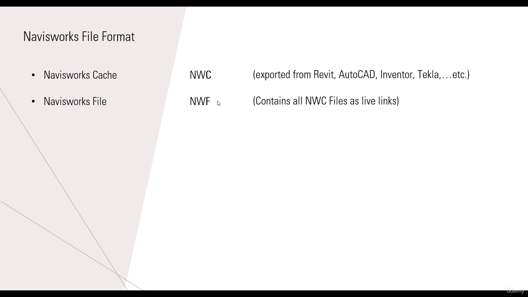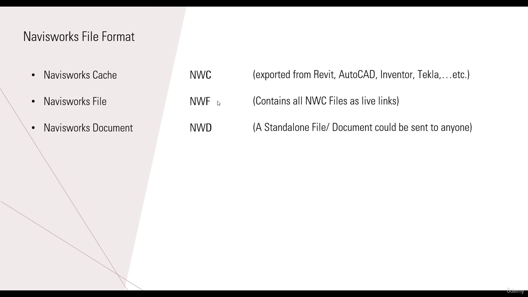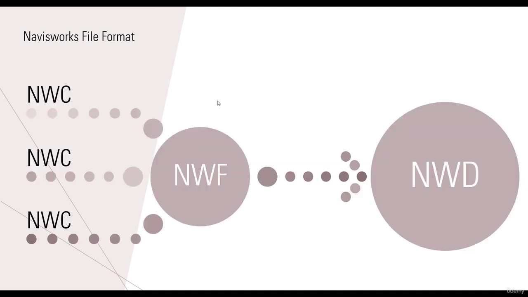So to store all this data inside Navisworks for good, comes the next file format, which is NWD, or Navisworks document. The Navisworks document is a standalone file or a document that could be sent to anyone or can be opened on any device because it contains all the data of the NWC or Navisworks cache files inside of it. Let's see another graph that explains the examples that I have mentioned before.